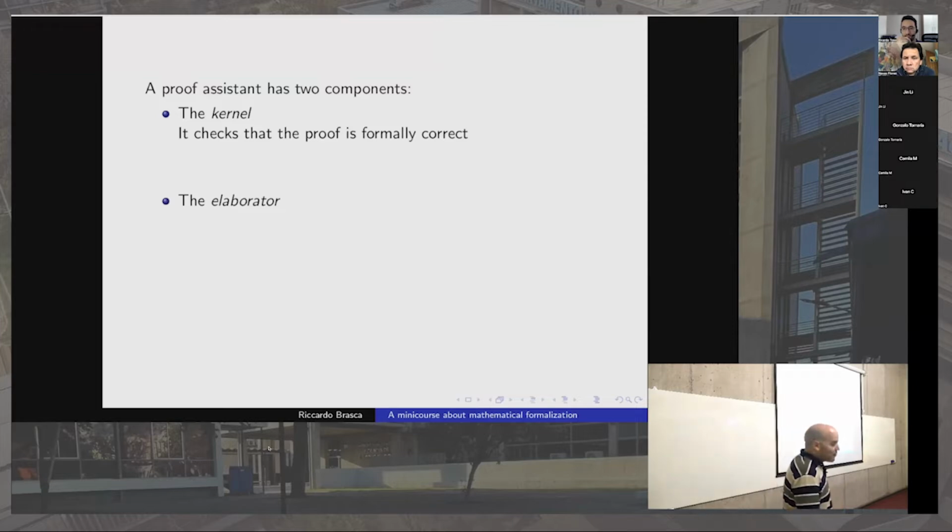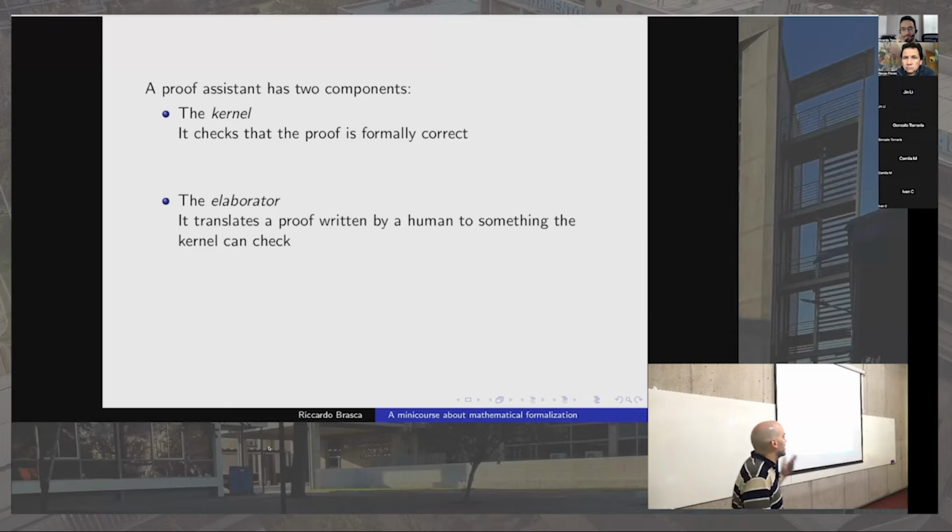What the elaborator does, in practice, is take something that a human being writes, something like what a mathematician usually writes on the blackboard, and translate it to something that the kernel can check. The kernel is very stupid, because it only has to check that the proof is formally correct using the axioms. So the proof must be extremely precise, and a human being cannot write such a proof. It's completely impossible to write a completely precise proof. So the elaborator translates the human-written proof to something the kernel can check, and then the kernel says, okay, the proof is correct, or there is a mistake.